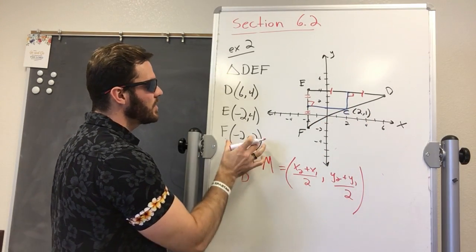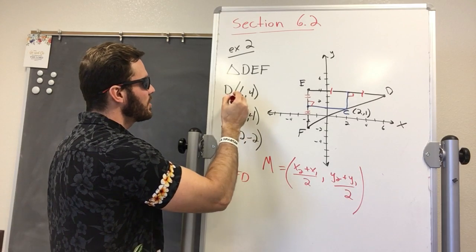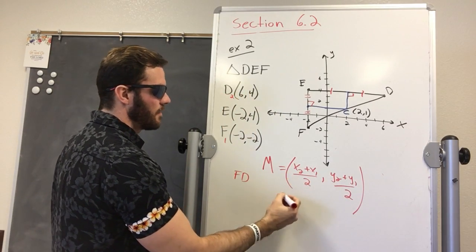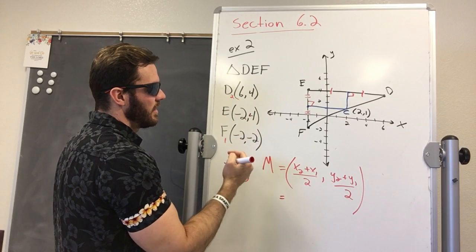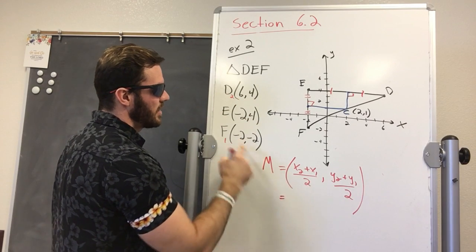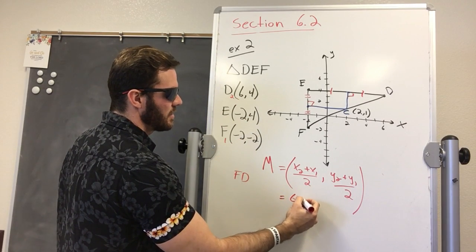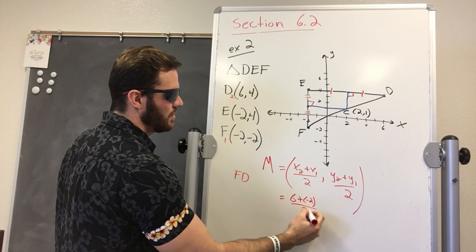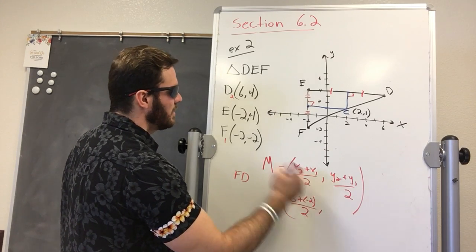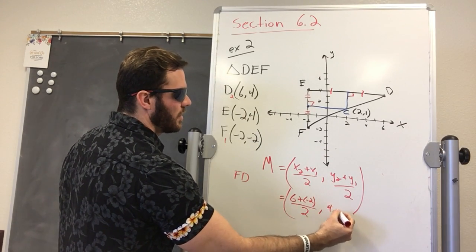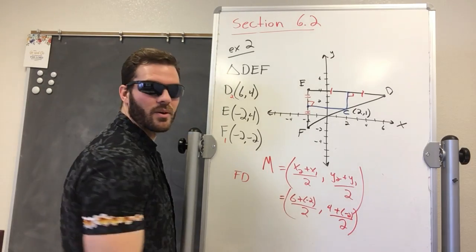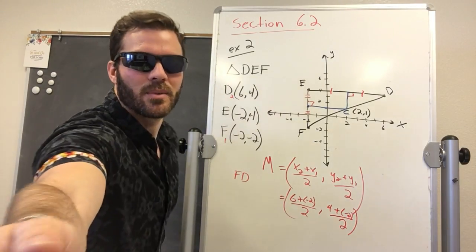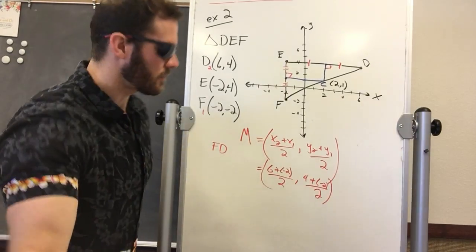Now, it doesn't matter which one you choose to be 1 or 2, because you're adding. So x2, let's just say it's 6, plus x1, negative 2. So 6 plus a negative 2 over 2, comma, y2 is 4 plus a negative 2. I'll try to not make it go at an angle. Let me bring this down a little bit for you.